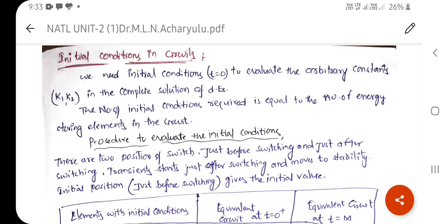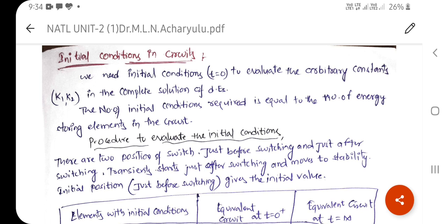The two values we need to consider, and we take the third when t is greater than 0, that is, t tends to infinity, right. If you take k1 and k2 in the complementary solution of the differential equation, then the number of initial conditions required is equal to the number of energy storing elements in the circuit.